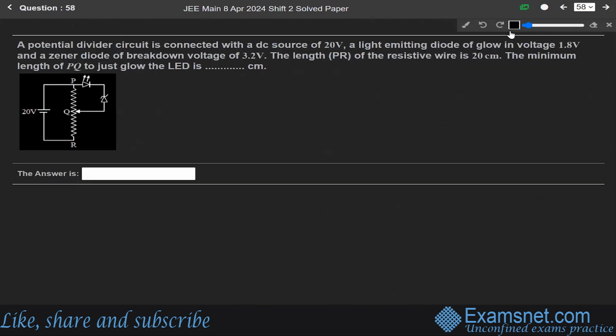Now 58th question. A potential divider circuit is connected with a DC source of 20 volt. A light emitting diode of glow voltage 1.8 volt and a Zener diode of breakdown voltage 3.2 volt. The length of the resistive wire is given as 20 centimeter. We have to find the minimum length PQ to just glow the LED. So this question is from the chapter of semiconductor devices.